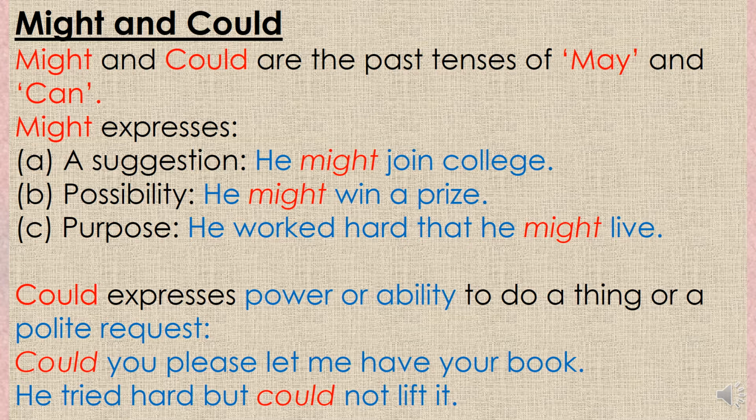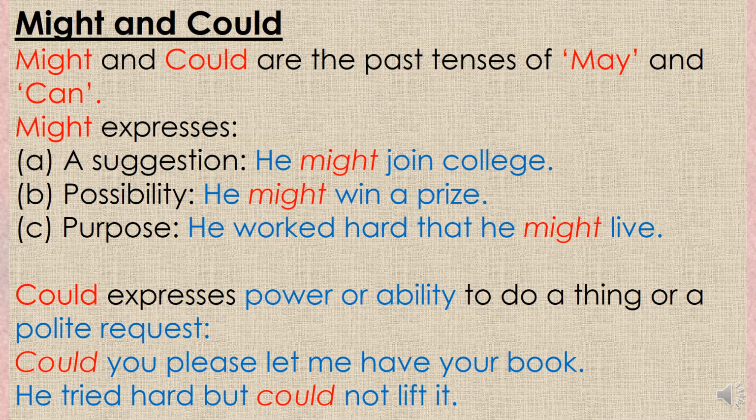He might join college. You're making a suggestion that he might join college. You're suggesting to someone that maybe someone will join the college. He might join the college. B, possibility. You are showing the possibility that he might win a prize. The difference between suggestion and possibility: in the first, you are suggesting that he might join the college, and now for possibility, you are showing the possibility of someone getting a prize, that he might win a prize. So for possibility also you can use might.